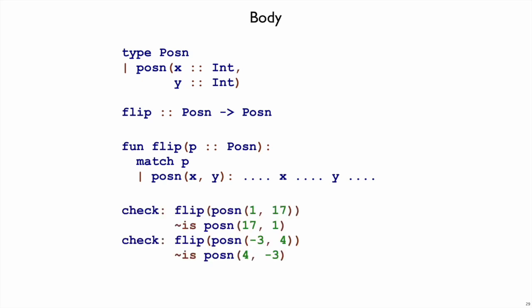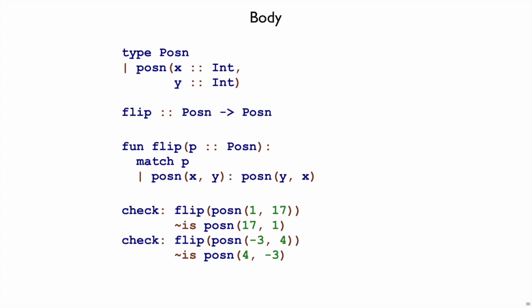Remember, we go look at our examples that we have from the previous step. Consider what happens in this first example. We have a call to flip. P stands for this posn 1 17. That means in the match setup, x is going to correspond to 1 and y is corresponding to 17. So we've got a 1 and a 17 here. We're trying to get posn 17, 1.